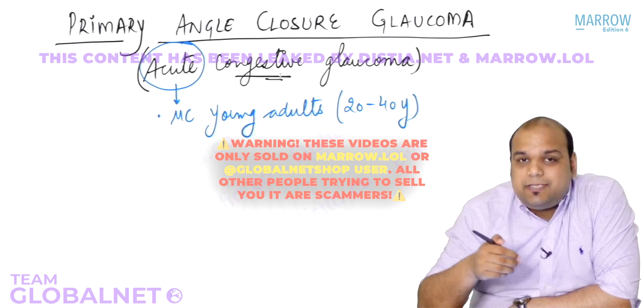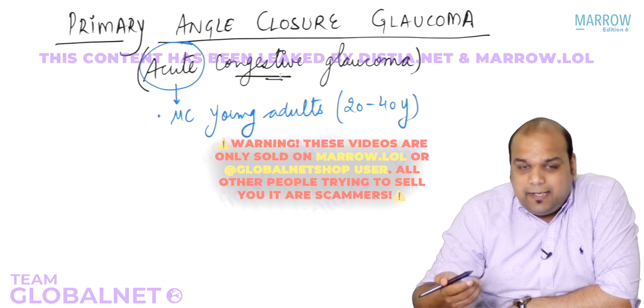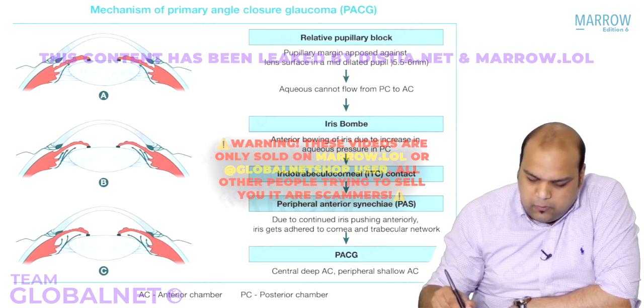Now, apart from this basic fundamental that we understand of the names, we understand there is congestion, congestive because the angle is getting closed. But how is the angle getting closed? That's what we want to understand. So let's understand the mechanism of angle closure glaucoma.